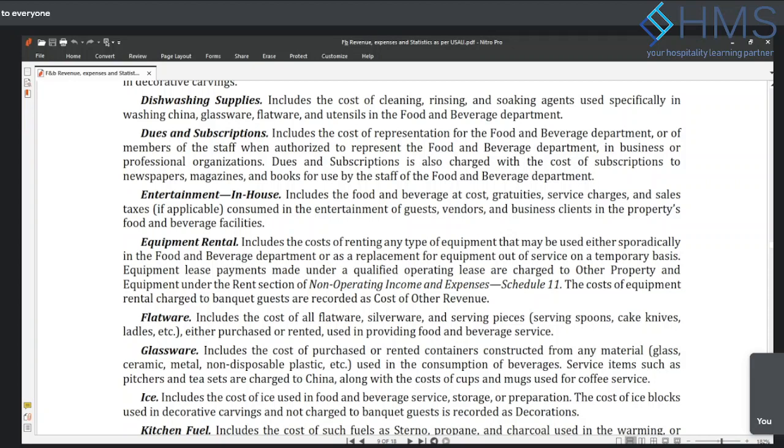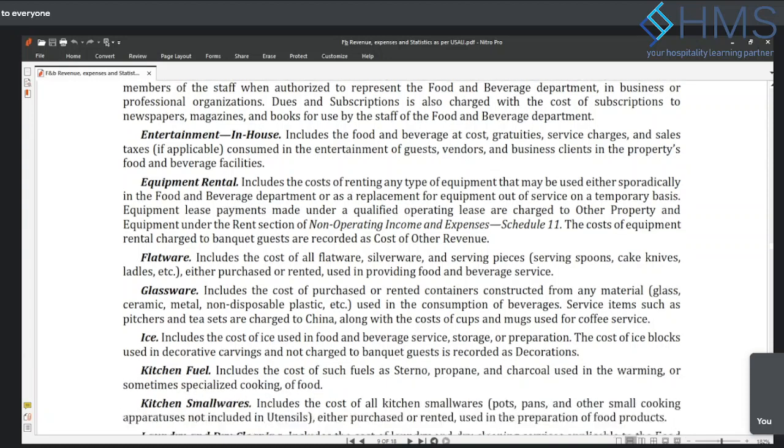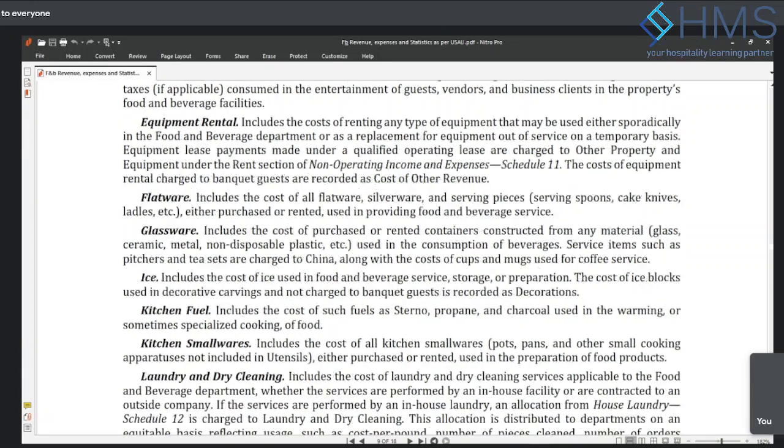Equipment rental, as we discussed earlier, if it's on a regular basis, for example ice machines, dishwashing machines, those are going to be in the non-operating income expense. But if it's an occasional thing for any specific events, then they will be coming to this line item. So you have to see what is the nature of the equipment rental. Then you have flatware expenses. In glassware, we have already discussed.